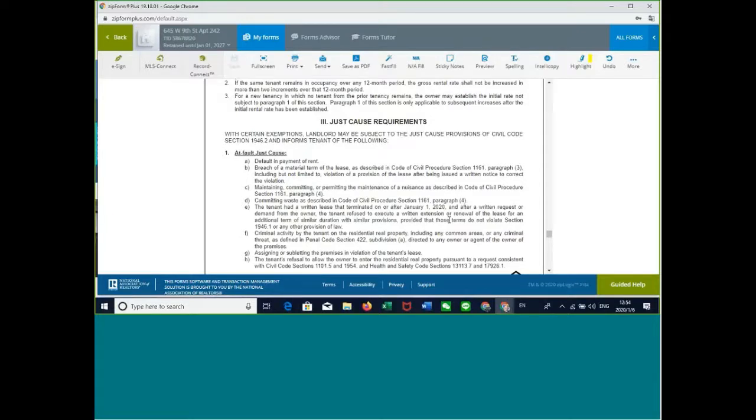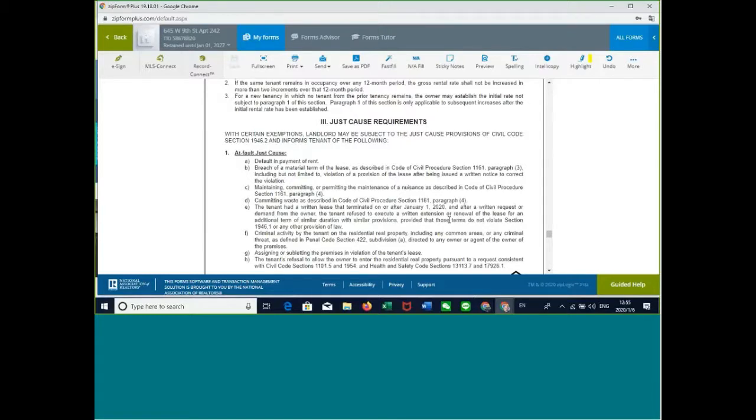And then it says committing waste, or maintaining, committing, or permitting the maintenance of a nuisance. You know what a nuisance is? A nuisance can be growing illegal marijuana. That's a nuisance. But growing legal marijuana is not a nuisance. The State of California allows a tenant to grow a small amount of marijuana for medicinal use, like medicine, okay? But if it's beyond that limit, it's illegal.